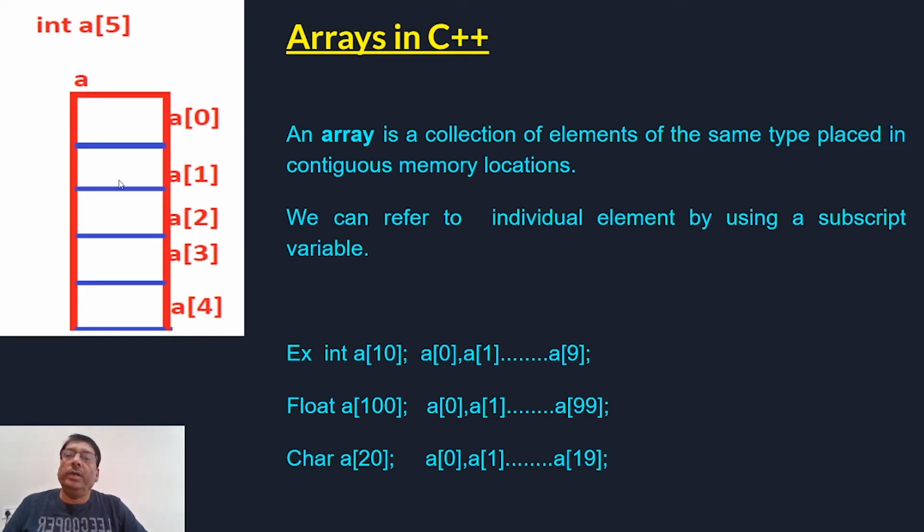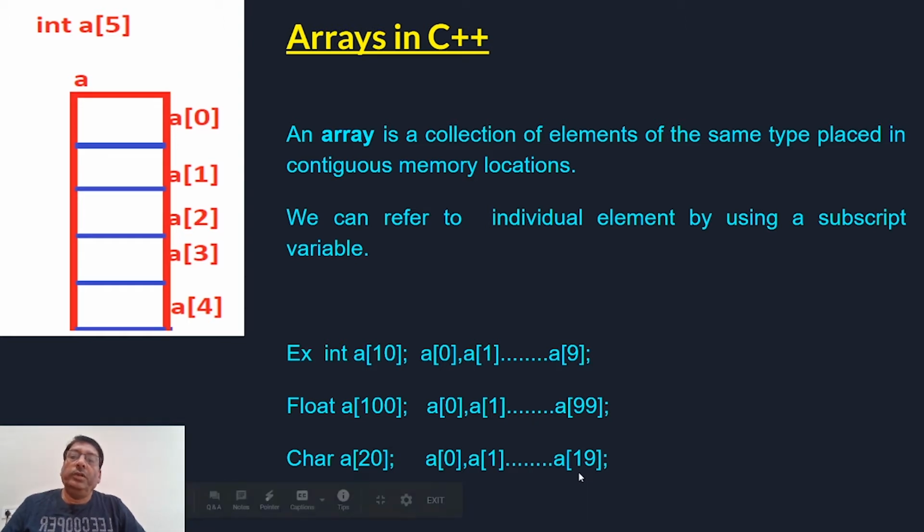In order to declare an array, you just need to say integer A of 10, which means you are reserving 10 locations in order to store integer values. The address starts with A of 0 and goes up to A of 9. If you say float A of 100, you start with A of 0 and go up to A of 99. If you say character A of 20, you start with A of 0 and go up to A of 19.